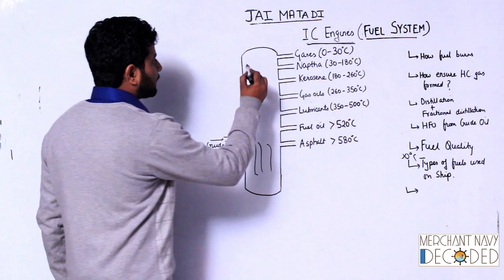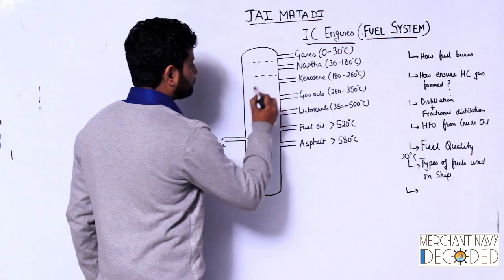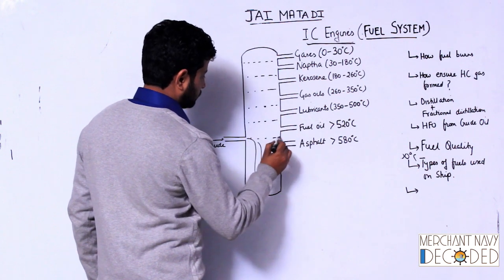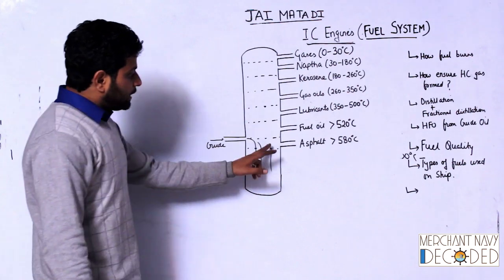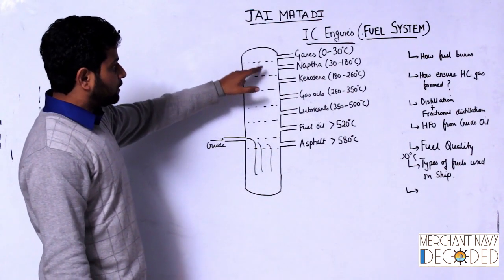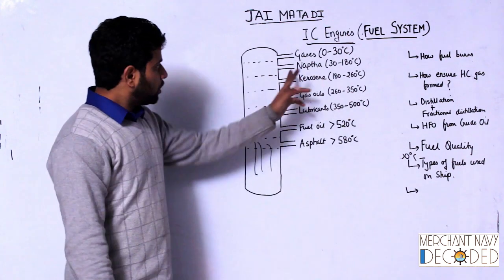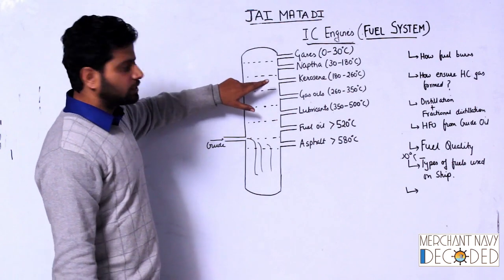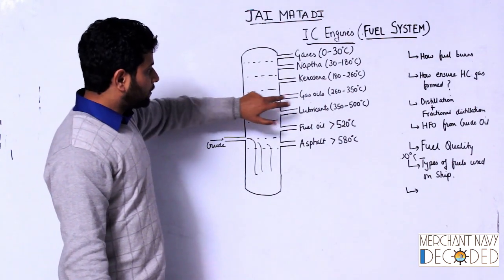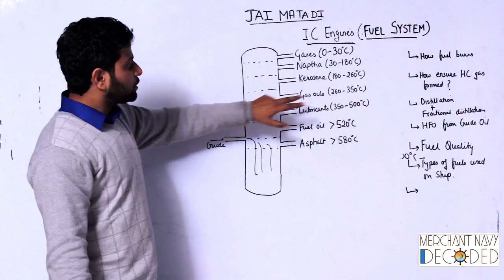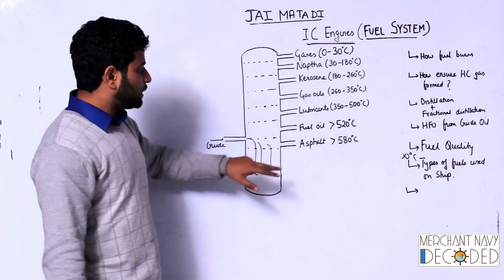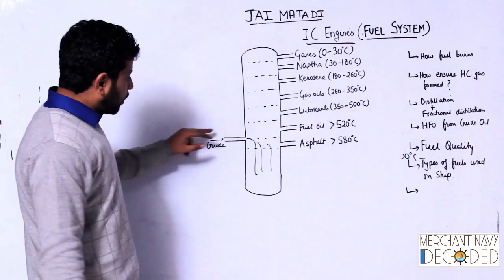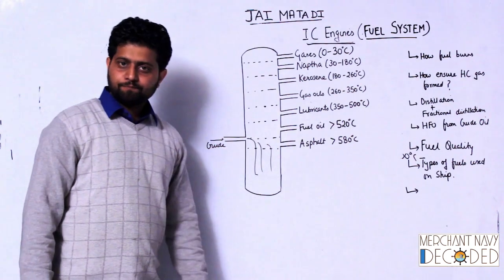So here there are separate chambers, like this. And in each chamber, a different temperature is maintained. Overhead, 30 degrees centigrade. Overhead, 30 to 180 degrees centigrade. Here, 180 to 260 degrees centigrade. Here, between 260 to 350. Here, 350 to 500. Here, greater than 520. Here, greater than 580. Okay. Now we get crude oil from here and we put it over here. Again, just a reference.